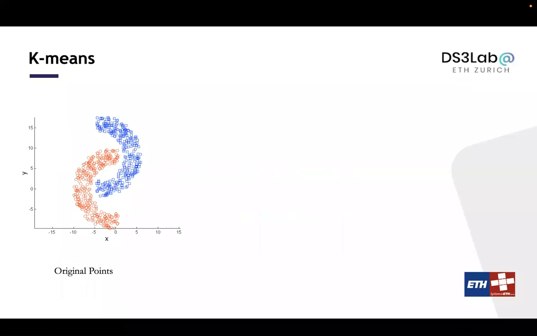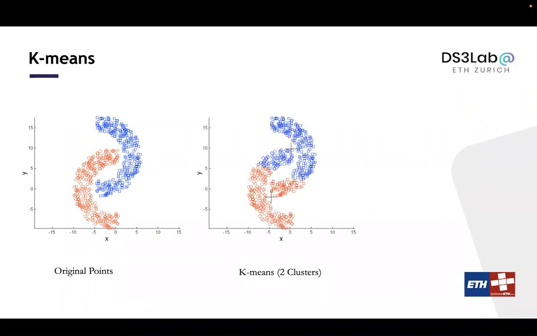If you have something like two moons, highly likely k-means will not give you this. Highly likely if you run k-means, it will cut right in the middle.